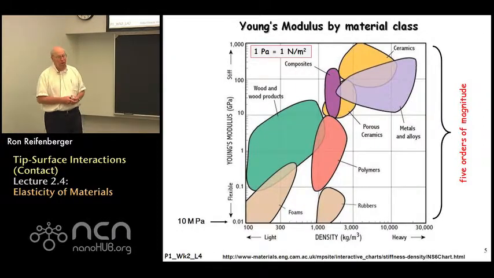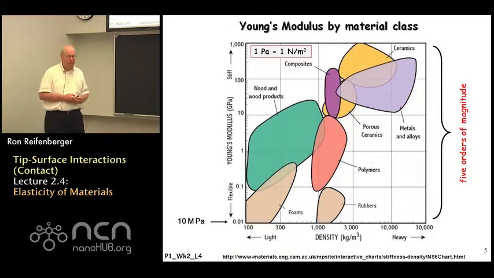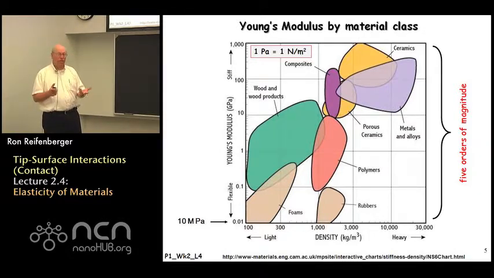It's also important to know Young's modulus by material class. And in this particular slide that I also found on the internet, on the y-axis we're plotting Young's modulus. Young's modulus varies from 0.01 gigapascals, which is about 10 megapascal. That's a very soft material. The upper end of this chart is 1,000 gigapascals, which is a very hard material. It's approaching diamond.